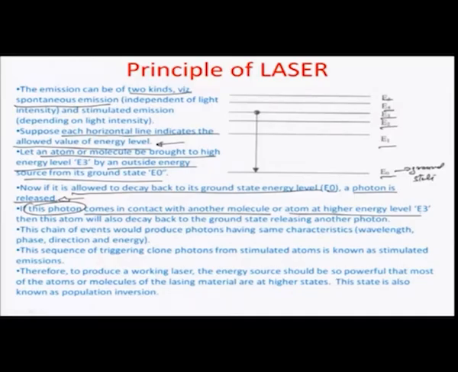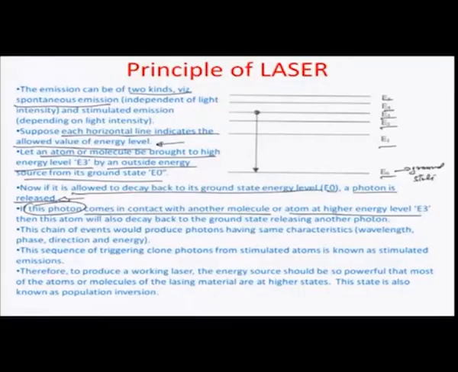So, stimulation of a higher energy state of the atom by an already emitted photon from an atom which has already transited back to a lower energy state. So, a chain of events would produce photons having the same characteristics, that is wavelength, phase, direction and energy. And this is what we mean by coherence, and the sequence of triggering clone photons from stimulated atoms is actually known as stimulated emission.